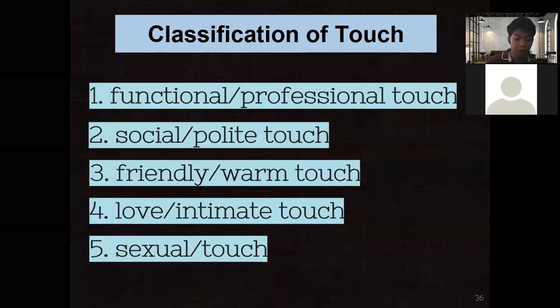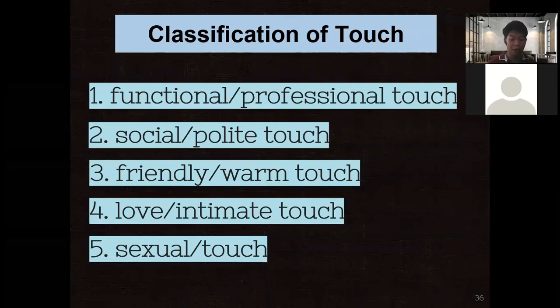Next, we have social or polite touch. Like for example, in handshakes, the initial connection to another person in a professional setting usually starts off with a touch, a handshake, or a person's handshake can speak volumes about them and their personality. So social or polite touch can also be in a formal meeting or an informal meeting. We have friendly or warm touch.